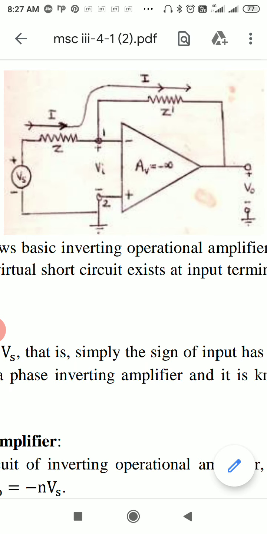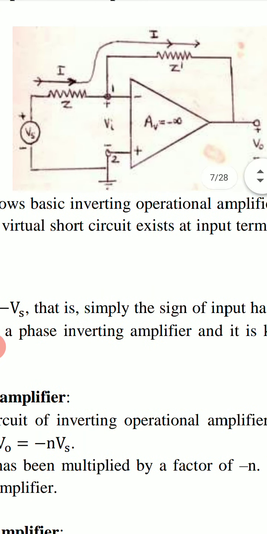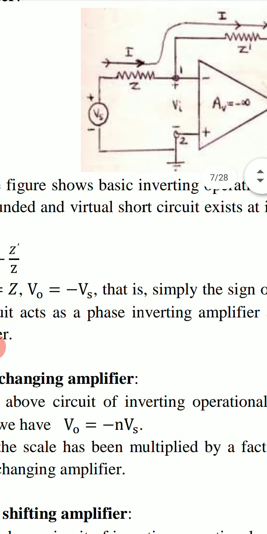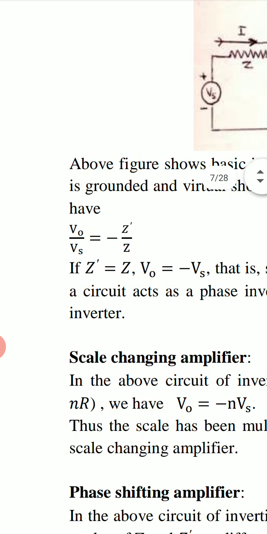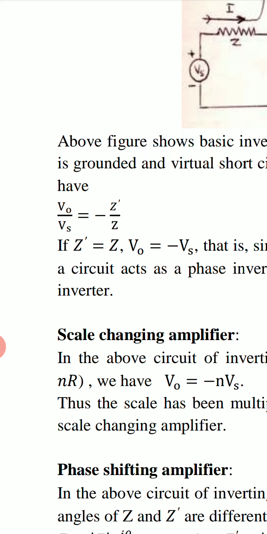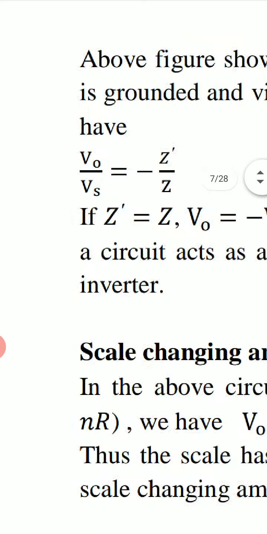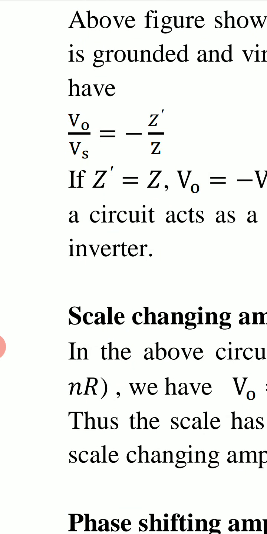Output voltage is VO. From the theory of inverting operational amplifier, we know that virtual short circuit exists at input terminals, and we have expression for VO upon Vs as VO upon Vs equal to minus Z dash upon Z.